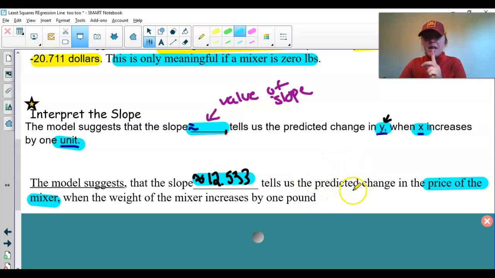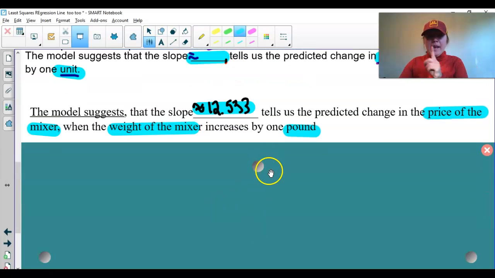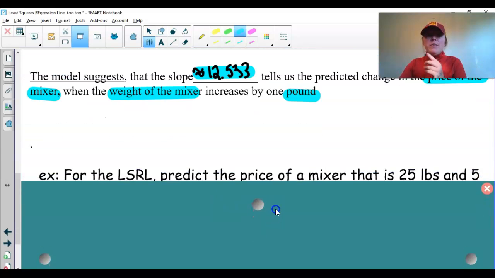If you don't have that, you'll be docked. When the weight of the mixer increases by 1 pound. So we have the y, now we have the x. When x, the weight of the mixer, increases by 1 unit. Again, we just took this template right here and we filled in the blank where we needed to so it was in context.